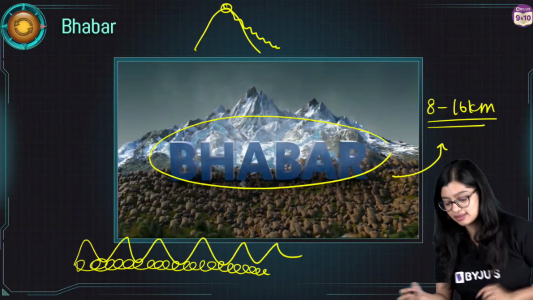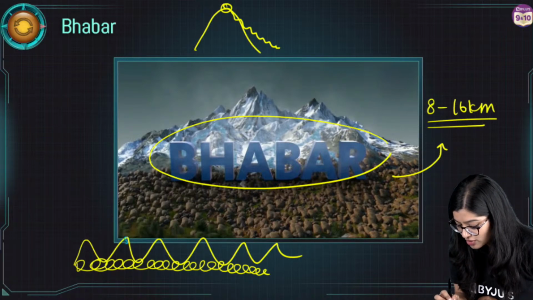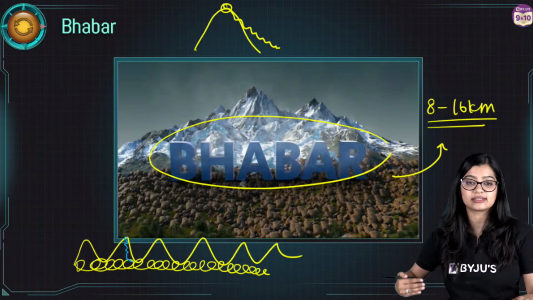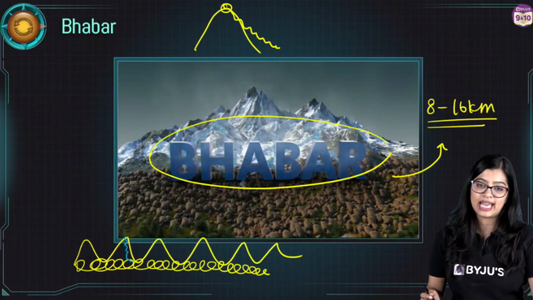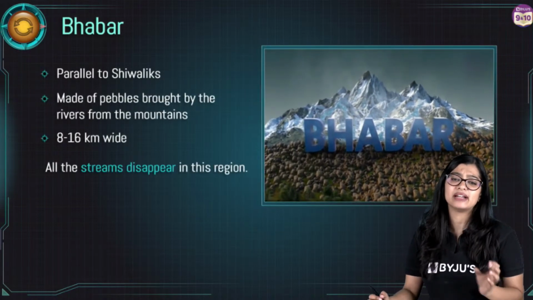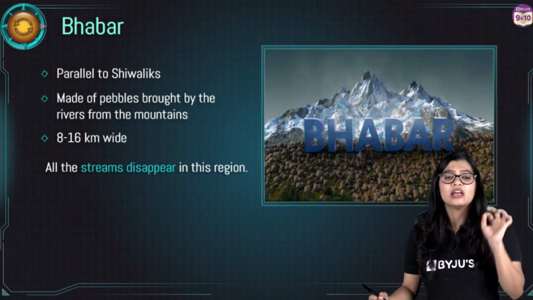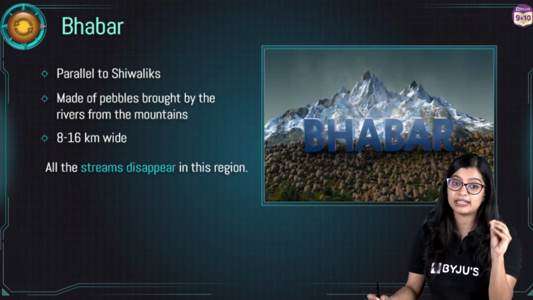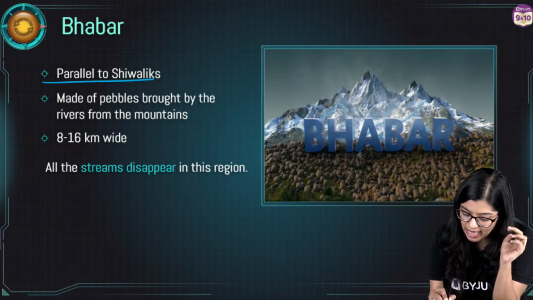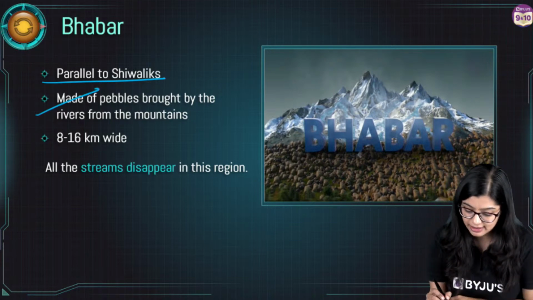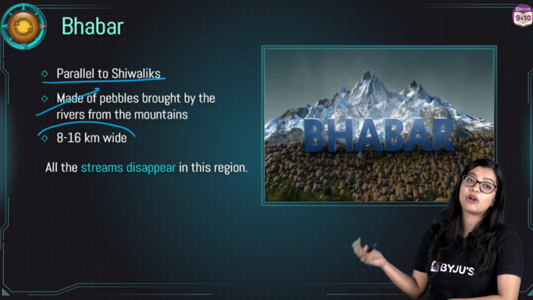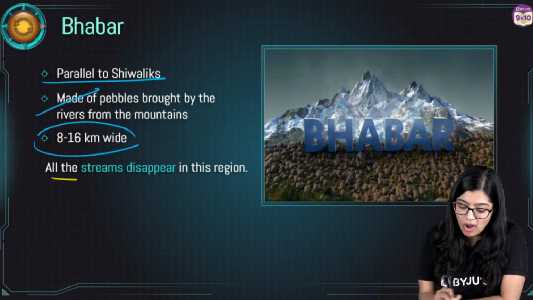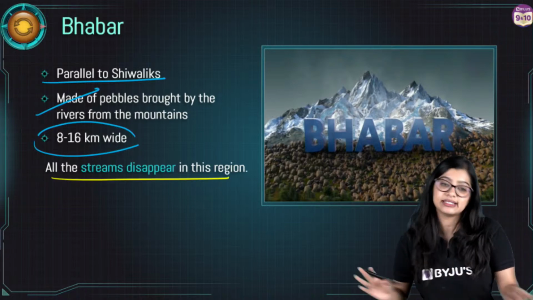Imagine the rivers are originating and coming. Once they come to my Bhabar region, all my rivers will slowly start to disappear. This is briefly mentioned. One word is mentioned in your textbook, and I don't want to leave one word unattended. So, parallel to the Shivaliks, it is made up of pebbles brought by the rivers from the mountains, extending to about 8 to 16 kilometers. And at this point, all the streams will disappear.